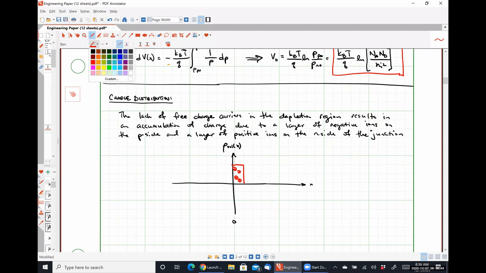And on the P side, add something like this. That guy should be negative. Where this bit right here is negative Q N A, and this bit right here is positive Q N D.